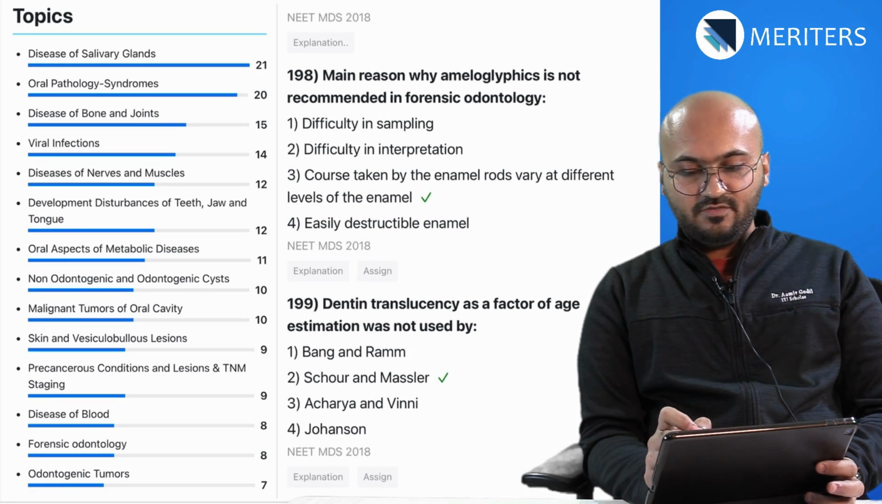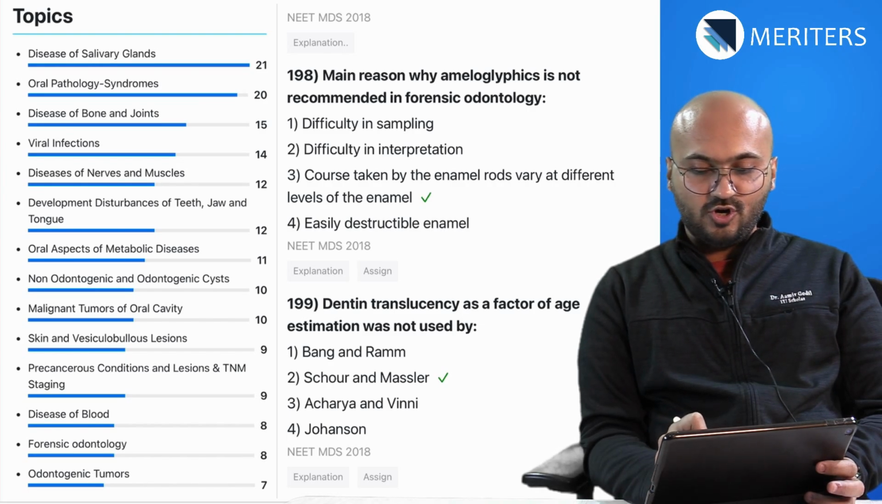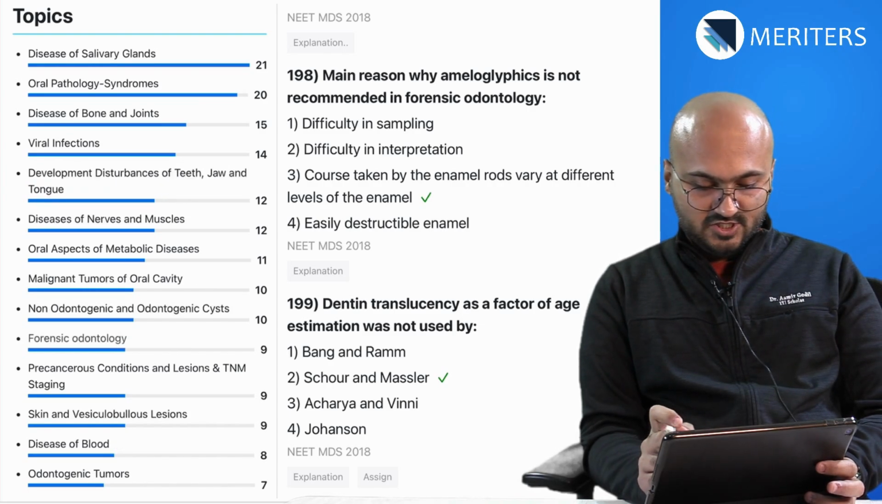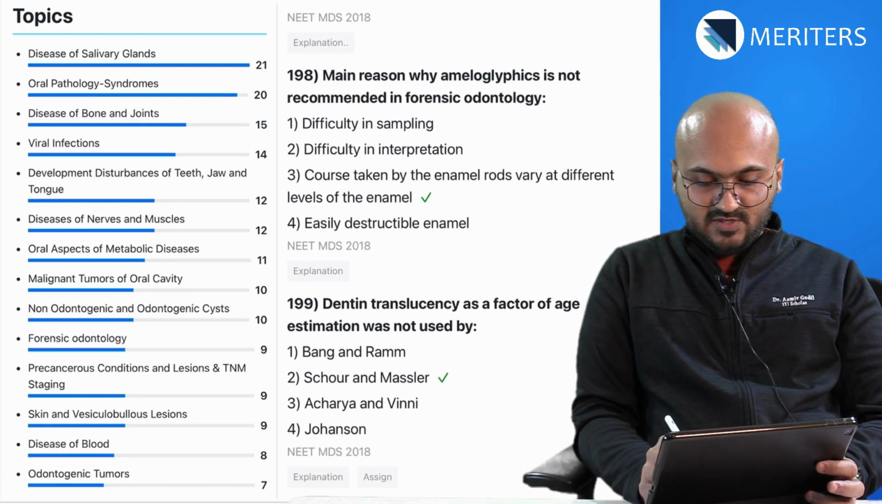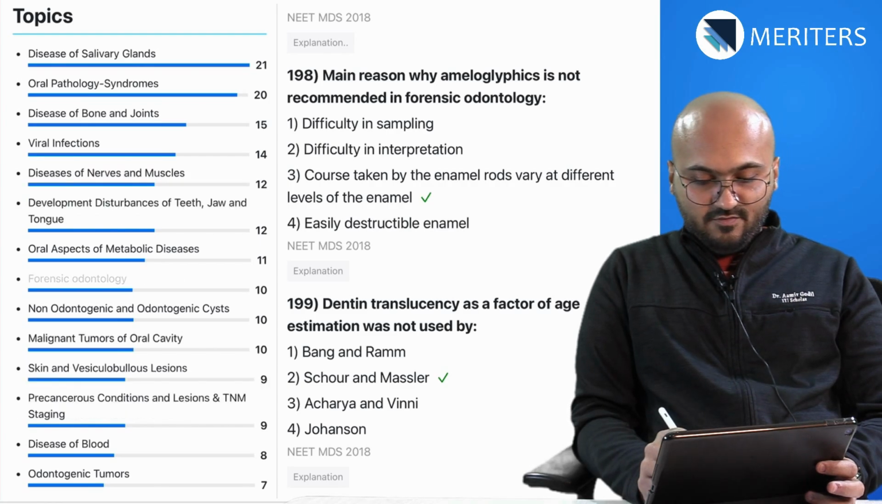Main reason why amylographics is not recommended in forensic odontology. So this is a forensic question. And lastly, dentin translucency as a factor of age estimation was not used by, again, this is a forensic question.